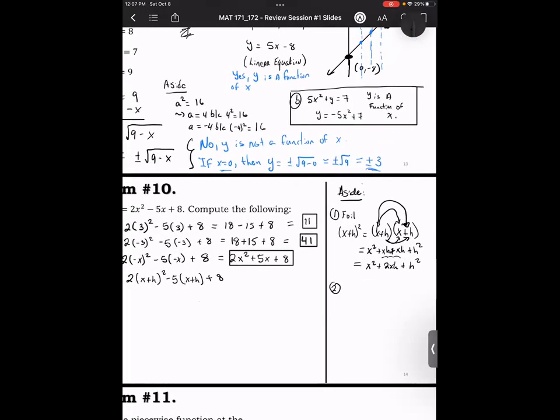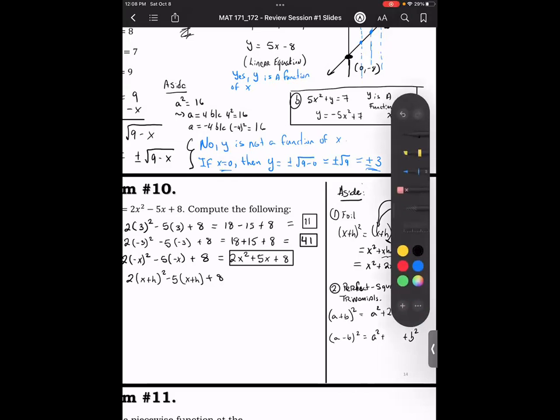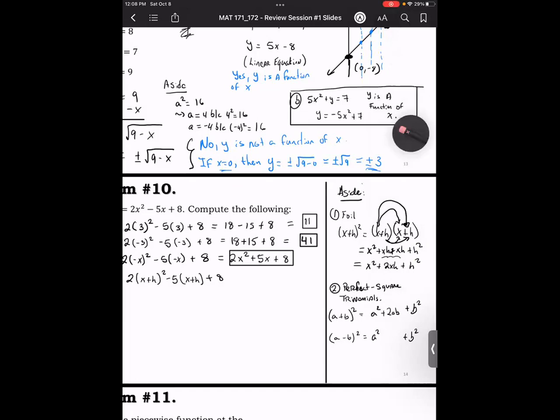The second way is to use something called perfect square trinomials. Perfect square trinomials states that if you have, let's say, a plus b squared or a minus b squared, the formula works like this: you take the first term, which is a, and square it. You take the last term, which is b or negative b, and square it. B squared is just b squared, and negative b squared is also going to be positive b squared. In between the a squared and b squared, you have 2 times a times b. For a minus b, it's negative 2 times a times b.